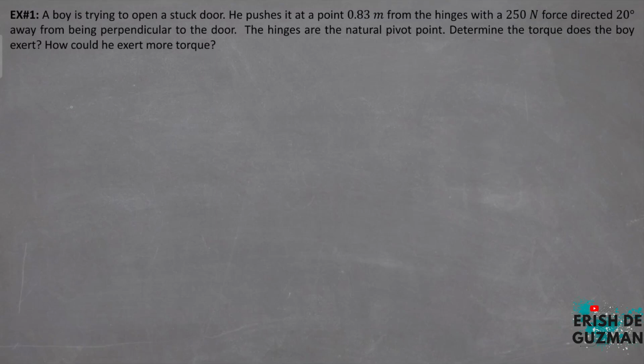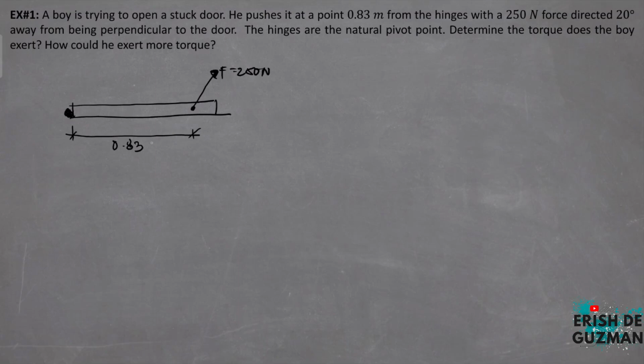So let's draw the figure. Say, for example, this is the door and this is the hinge, and this is the force given by the boy. We have a value of 250 Newton and the distance from the hinge is 0.83 meters. So this is the radial line. This is the part perpendicular to the force, and the angle away from being perpendicular is 20 degrees. Now, we need the perpendicular force if we use 0.83 meters as the radius. We take the component of the 250 Newton force perpendicular to the radial line.